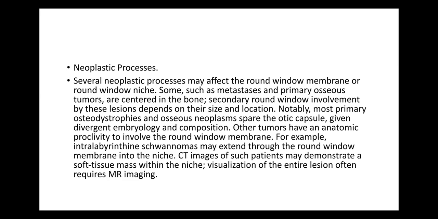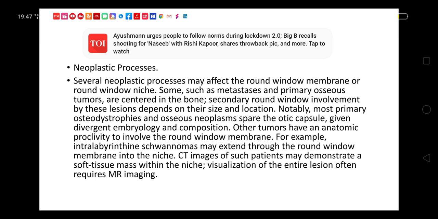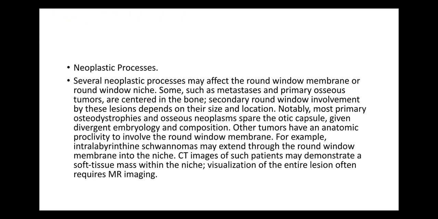Neoplastic processes. Several neoplastic processes may affect the round window membrane or the round window niche. Some, such as metastasis and primary osseous tumors, are centered in the bone. Secondary round window involvement by these lesions depends on their size and location. Notably, most primary osteodystrophies and osseous neoplasms spare the otic capsule given divergent embryology and composition. Other tumors have an anatomic proclivity to involve the round window membrane. For example, intralabyrinthine schwannomas may extend through the round window membrane into the niche. CT images of such patients may demonstrate soft tissue mass within the niche, and visualization of the entire lesion often requires MR imaging.